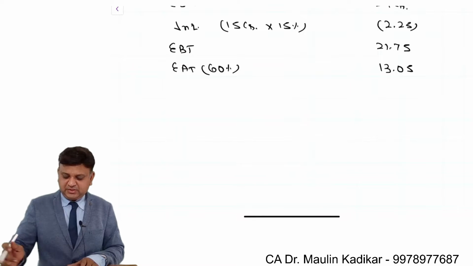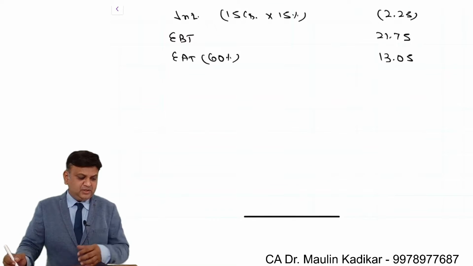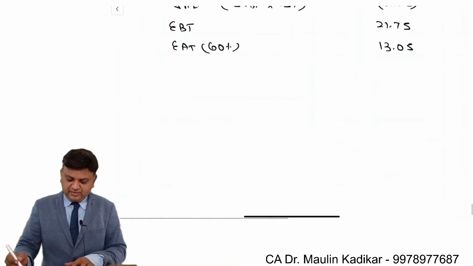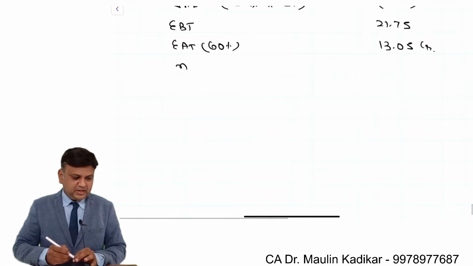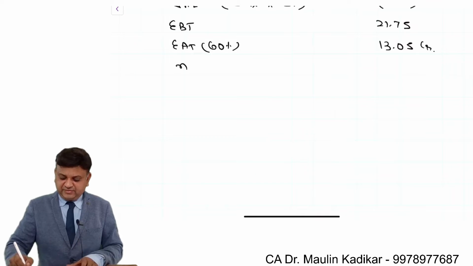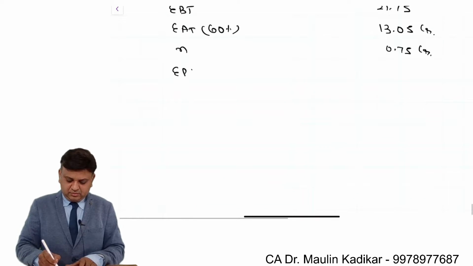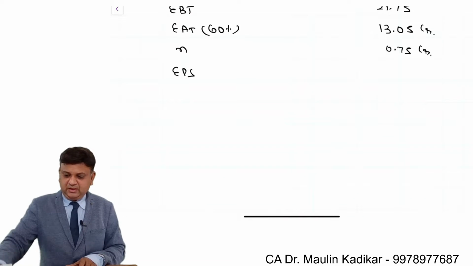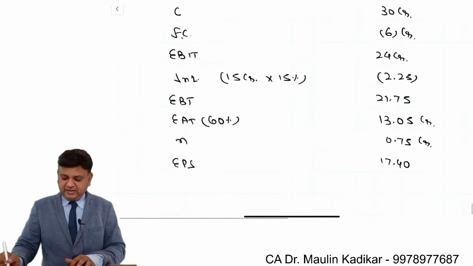21.75 minus 40% is 13.05. No preferential capital information is given to us, so it will be divided by the number of equity shares. Number of equity shares are 75 lakhs, so this is 0.75 crore. So earning per share would be 17 rupees 40 paise. That is the way the EPS is calculated.